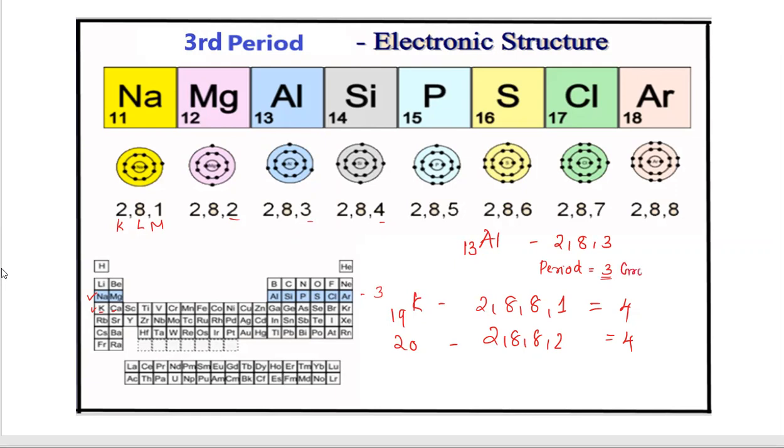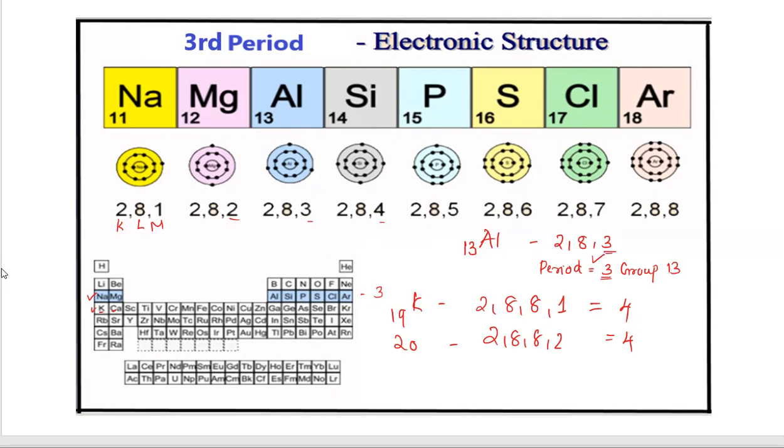Now we want to find the group. You have to check the outermost electrons. 3 is there. If greater than 2, we have to add 10 to that, right? So group is 10 plus 3, 13. Now let us check in the periodic table. See aluminium. Aluminium belongs to first, second, third period. What we got? 3, correct. Now we want to check the group. Here this is first, second, third, fourth, fifth, 6, 7, 8, 9, 10, 11, 12, 13.